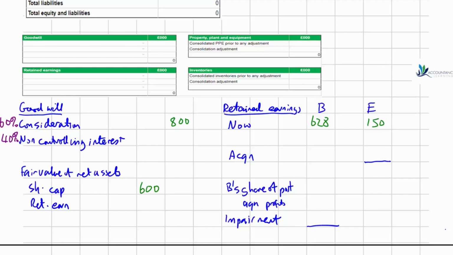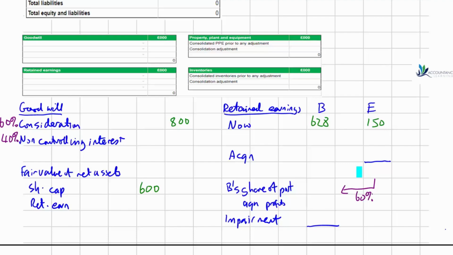Okay. Also in our retained earnings, we're going to work out a subtotal, aren't we? This total will be the post-acquisition profits, and we need to recognize that we are entitled to 60% of that.